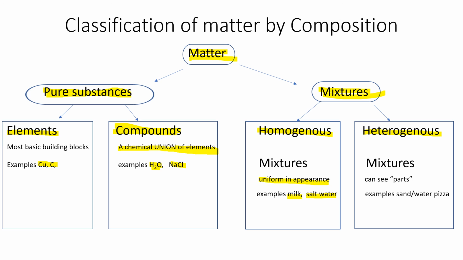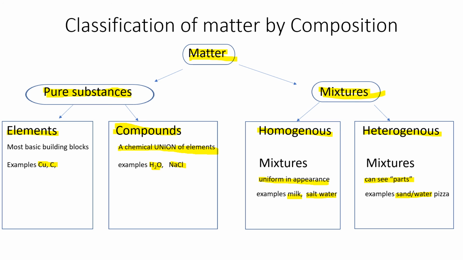We can also have heterogeneous mixtures. In a heterogeneous mixture, you can see the parts. You can see that there's definitely more than one thing in there. Some examples you're familiar with would be sand and water. If I have a glass of water and put a teaspoon of sand into that glass of water, you can very clearly see, hey, there's sand, hey, there's water. I can see the different parts.